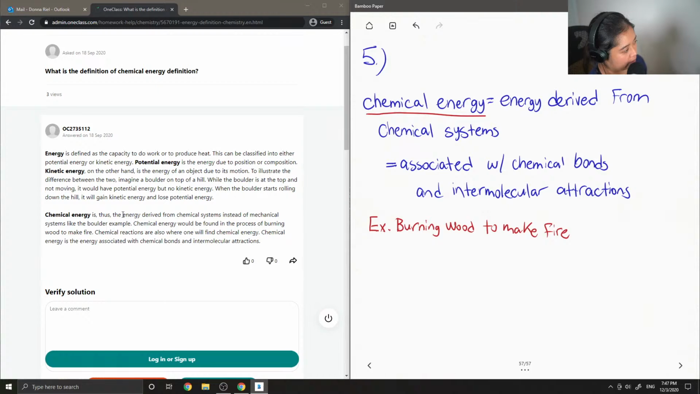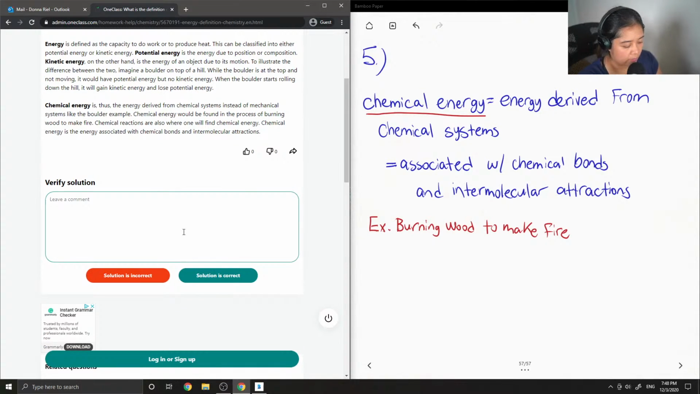So chemical energy is thus the energy derived from chemical systems instead of mechanical systems like the boulder example. Chemical energy would be found in the process of burning wood to make fire. Chemical reactions are also where one will find chemical energy. It is the energy associated with chemical bonds and intermolecular attractions. Yep, so the solution is correct.